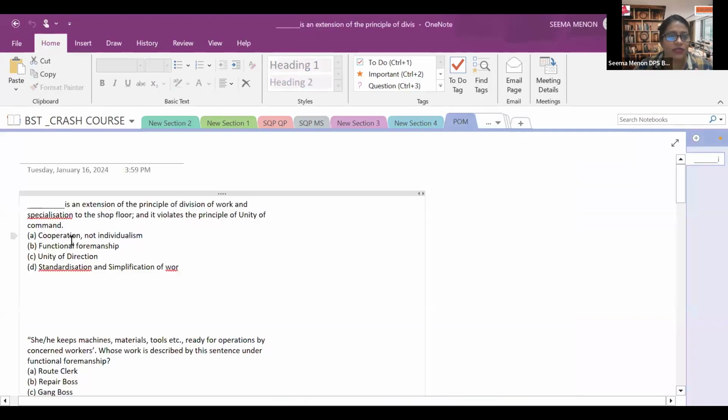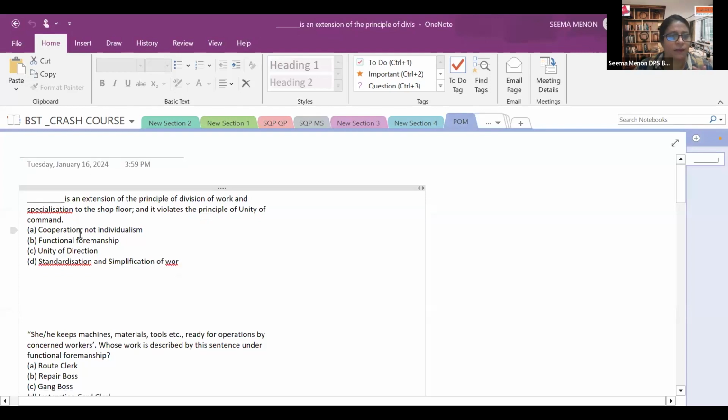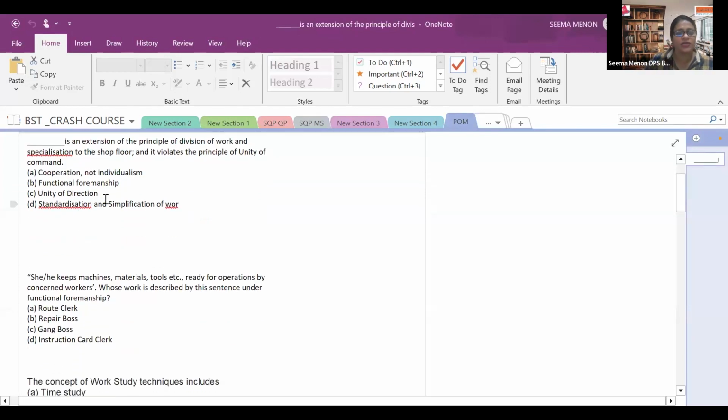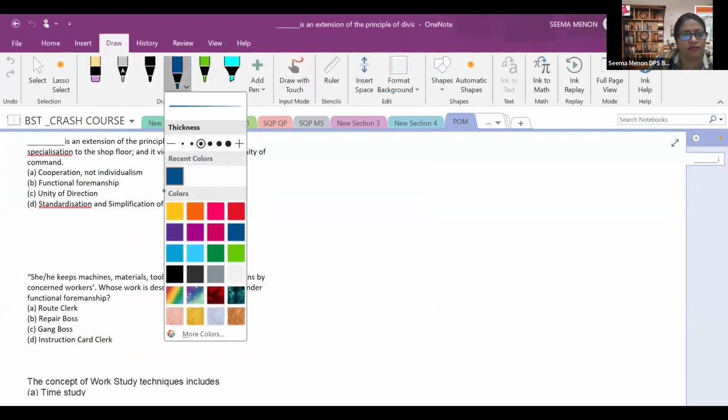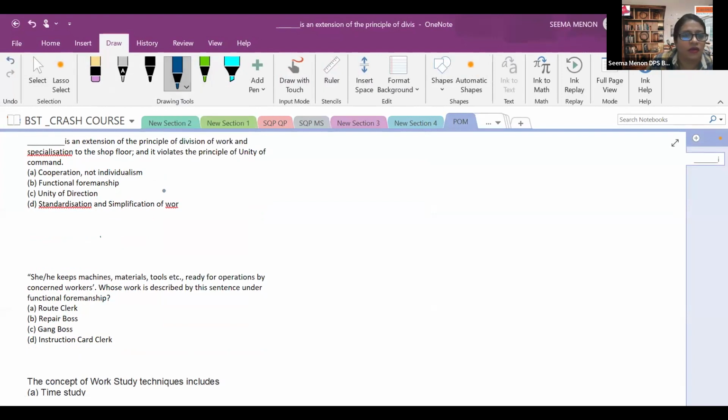You can see that there is a question on the screen: dash is the extension of principle of division of work and specialization to the shop floor, and it violates the principle of unity of command. So what will be the answer? The answer will be functional foremanship, because here everywhere, whether it is production or planning, you can see the specialization.